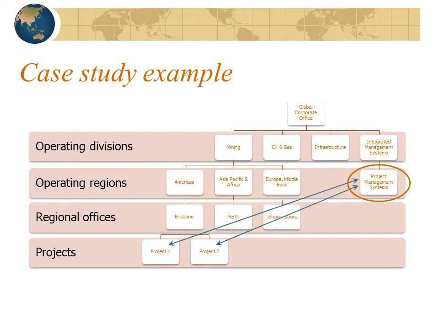It is within each of the divisions that the project management procedures are developed and applied. It is the responsibility of each of the regional offices to ensure that they and the projects they are undertaking adhere to the division's standard procedures. So in this case, within the mining division, projects 1 and 2 would be following the mining division's procedures, and basically the Brisbane office would be responsible for ensuring adherence to those procedures.